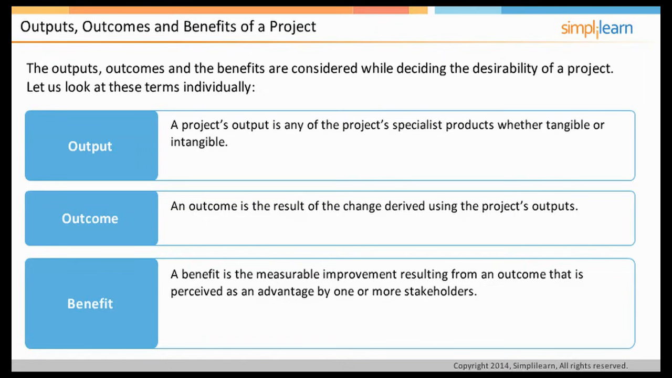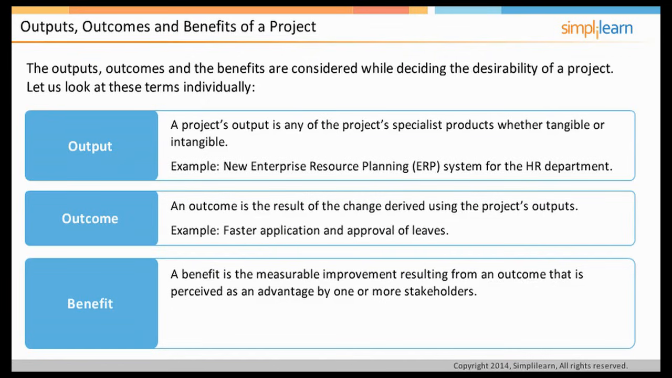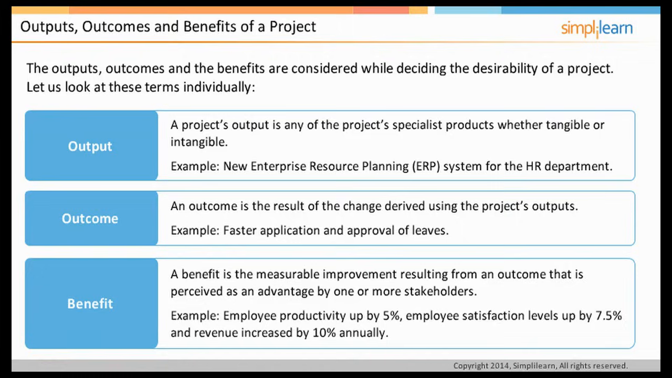For example, a new ERP system was installed for the HR department, which is an output. This installation led to faster application and approval of leaves, which is an outcome. The benefits of this installation were employee productivity increased by 5%, employee satisfaction levels increased by 7.5%, and revenue increased by 10% annually. In the next screen, we will discuss the relationship between outputs, outcomes, and benefits.